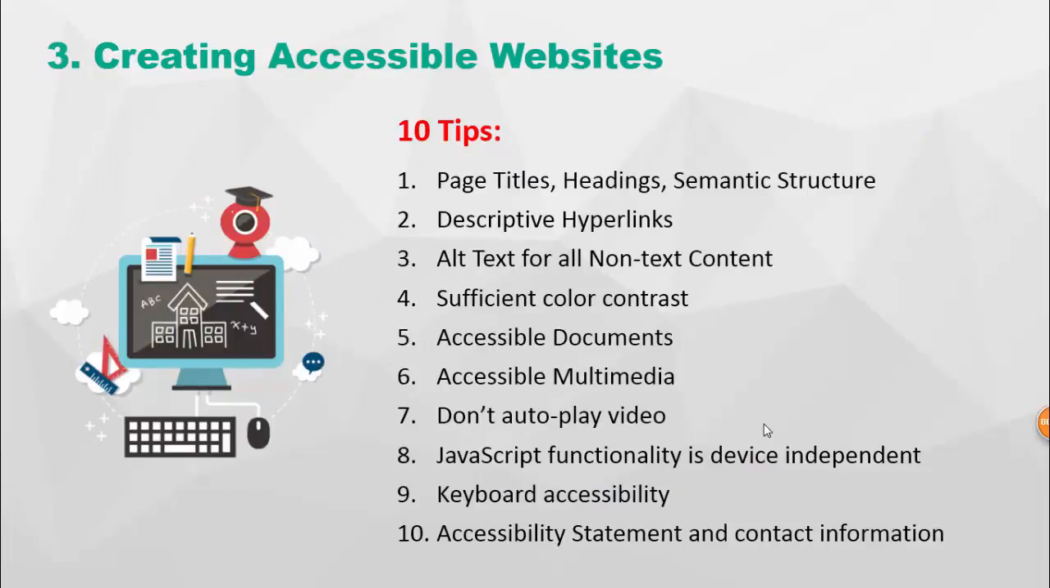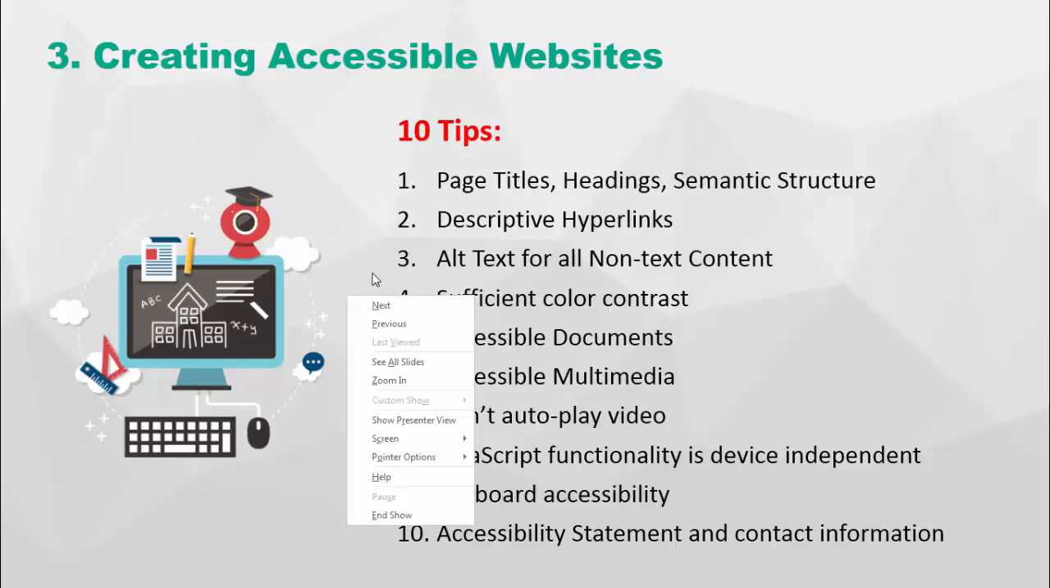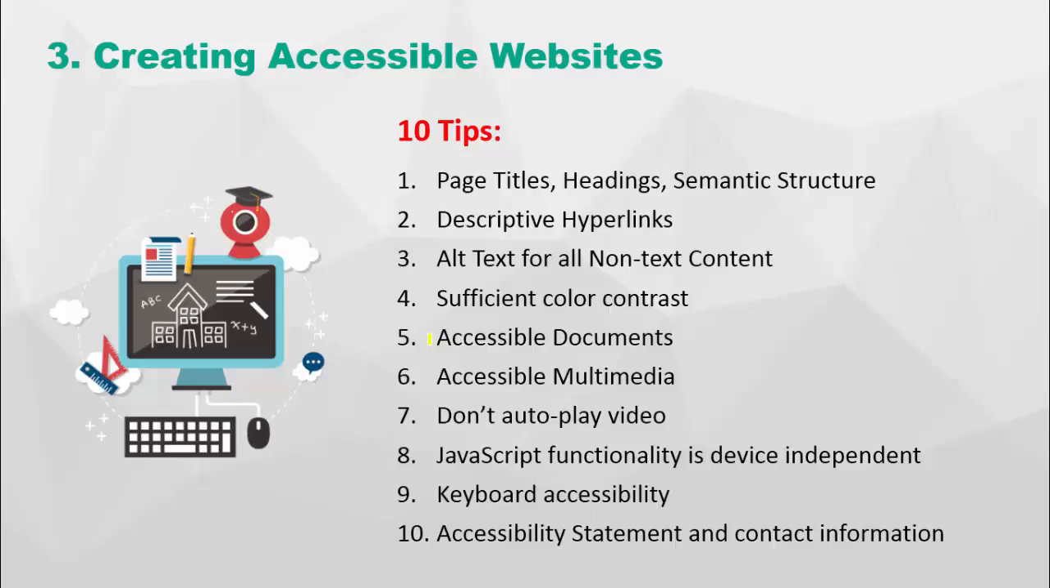The third point is about web accessibility. Here are some key points you must take care of when designing a website. The first 4 points are the same as what we have mentioned in creating a Word document, so I'm not going to repeat them here. The fifth point is we must make sure that all the attached documents are also accessible. And the sixth point is about media.